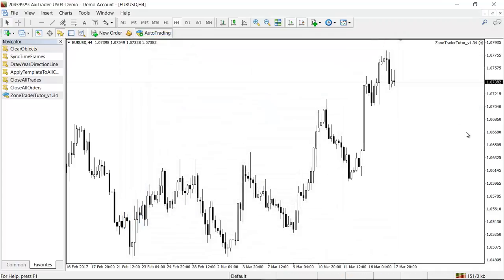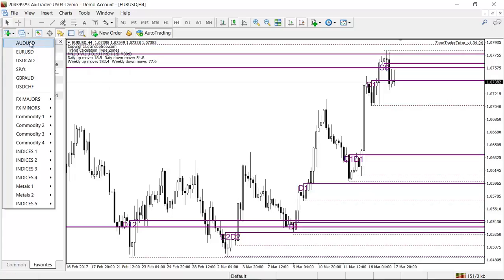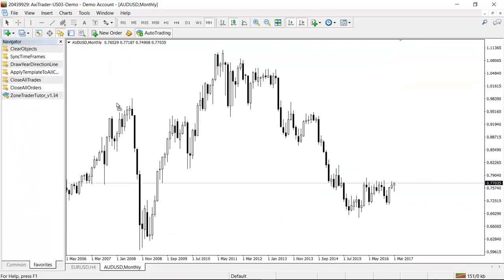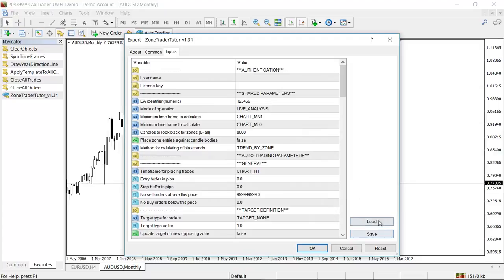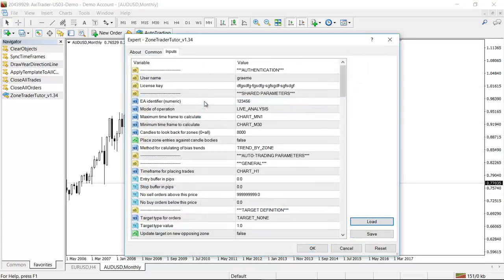What this means is that whenever we go to another chart, so I'll just add, let's say, the Aussie, you can drop this expert advisor on the chart, load, and bring no filters in, and it automatically populates with all my settings, which saves me having to remember what they are and re-enter them every time.